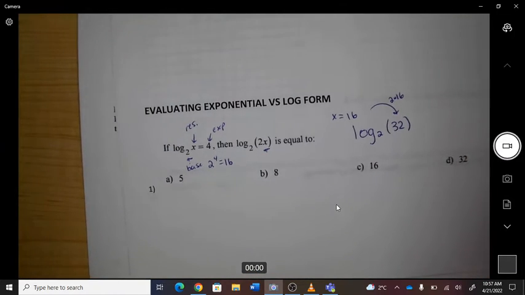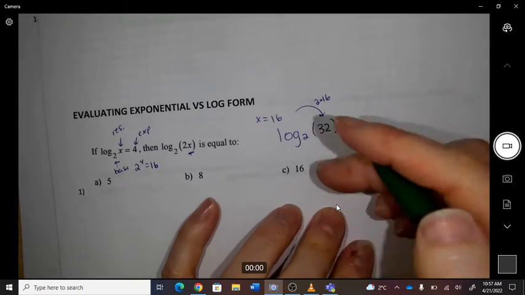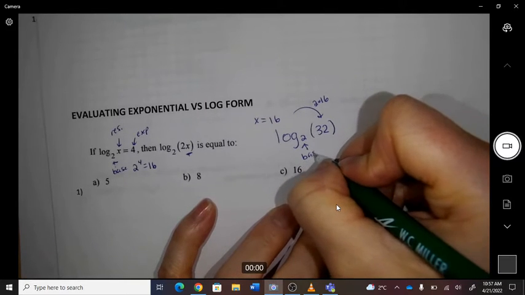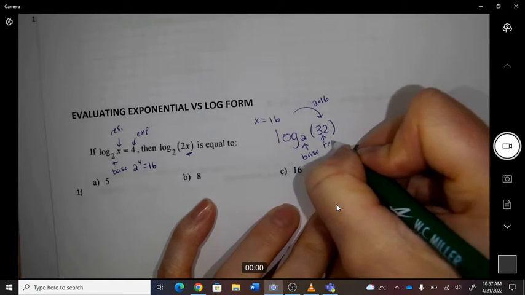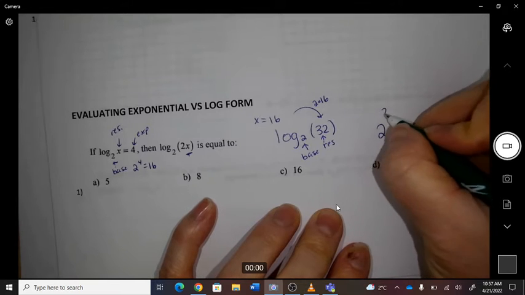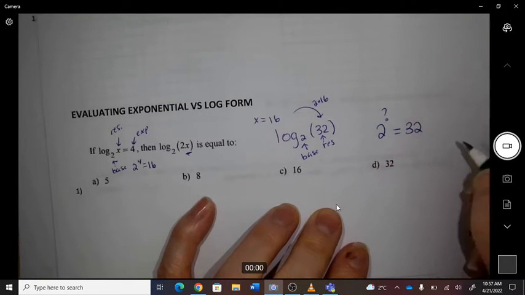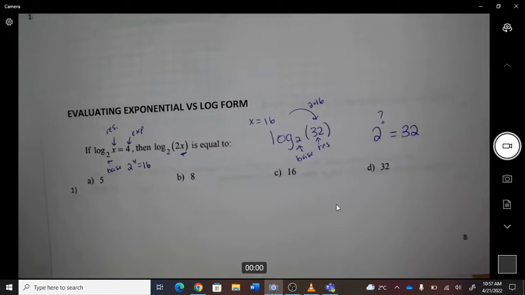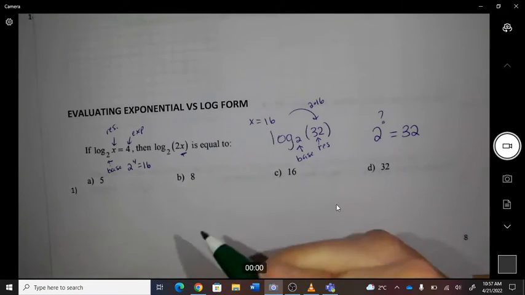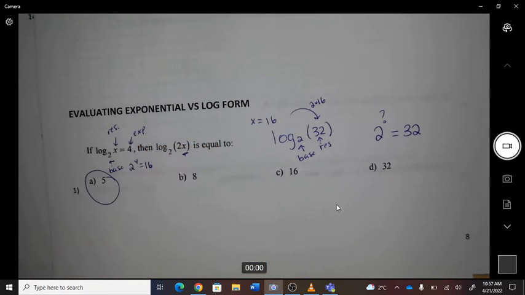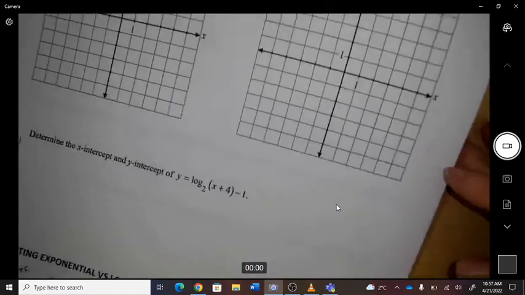Okay, so this is what you're thinking. Base, result, so what is the exponent that causes that? So 2 to the 5. 5 would be your answer.